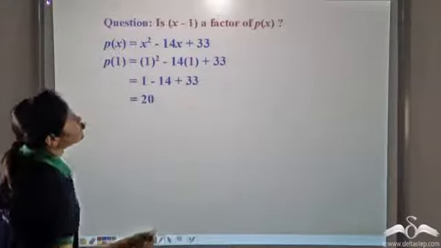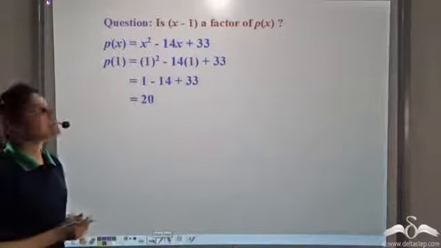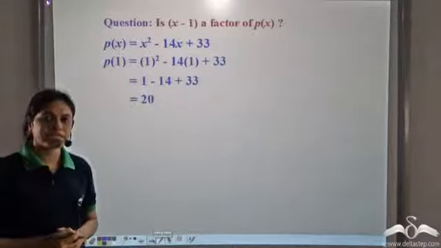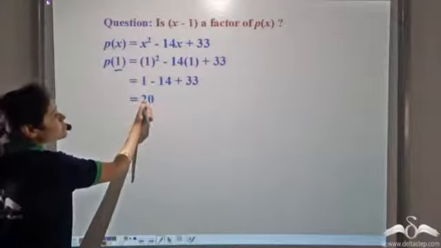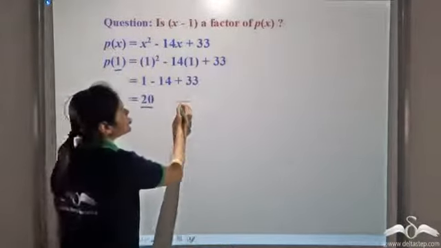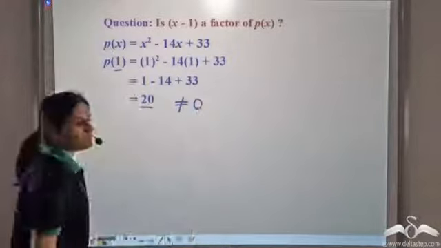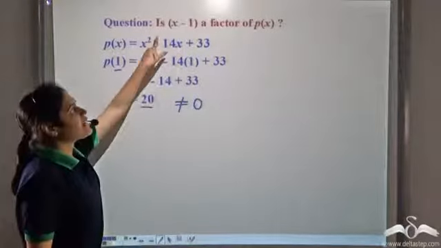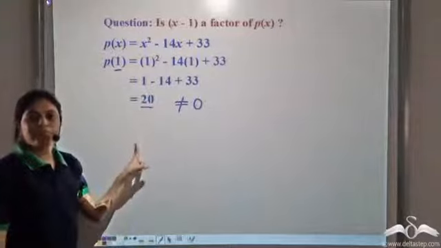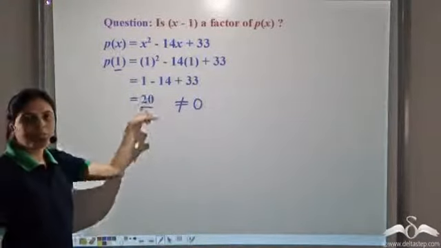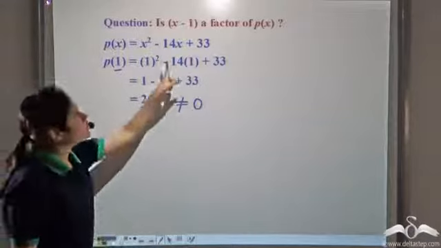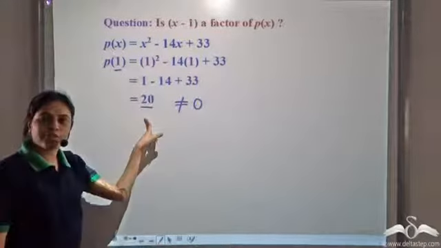So now what can you say about this? Is x minus 1 a factor of p(x)? Well, we have seen that p(1) is 20. That is not equal to 0. x minus 1 will be a factor of p(x) if and only if p(1) is 0. But p(1) is not 0 here. So x minus 1 is not a factor of p(x).